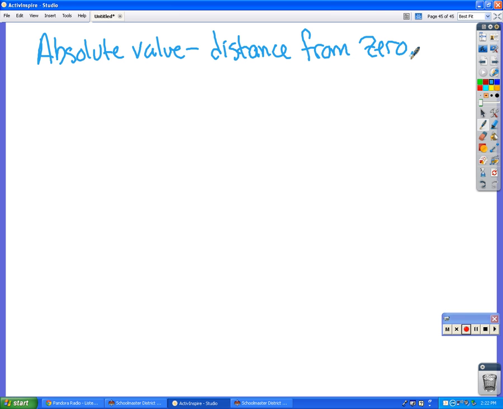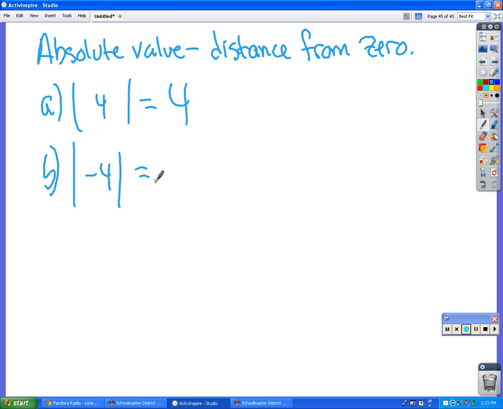Okay, last idea in this section is absolute value. And absolute value is just an easy way of asking how far is that number from 0 on a number line, okay? And the way that you write that in math is with these 2 bars like that. So what is the absolute value of 4? In other words, how far is 4 from 0? Yeah, 4, okay?